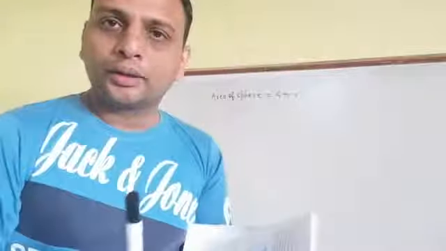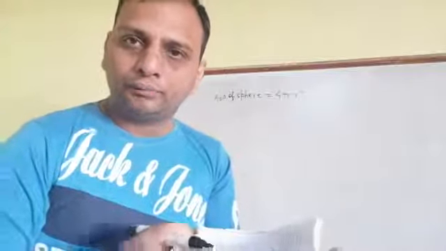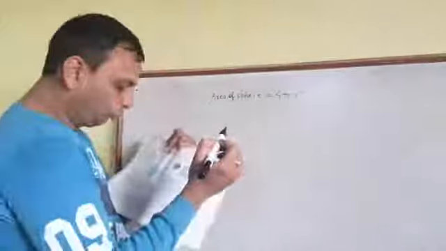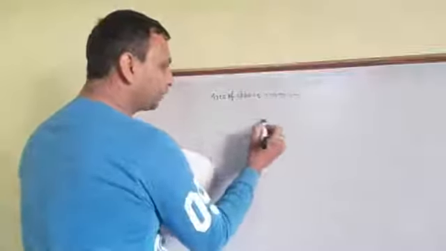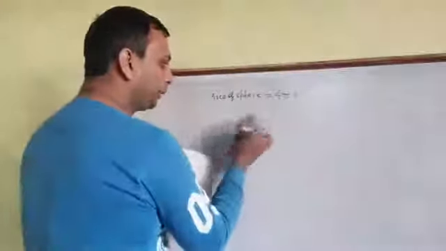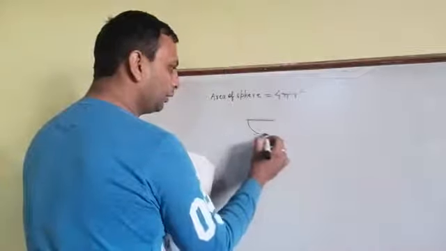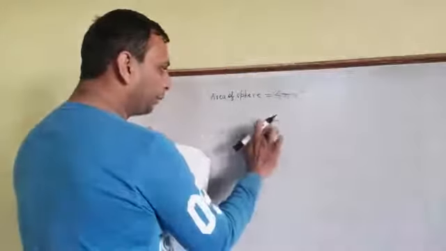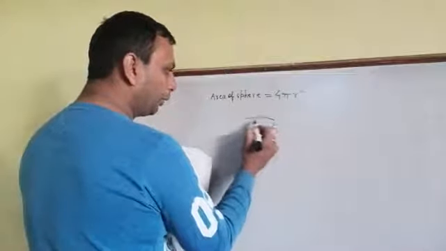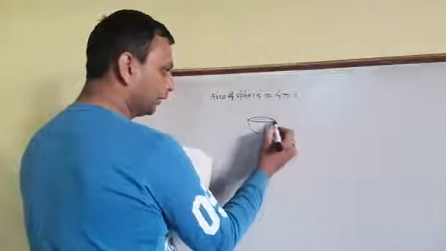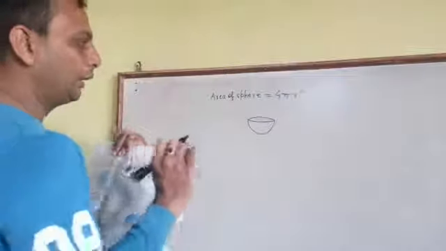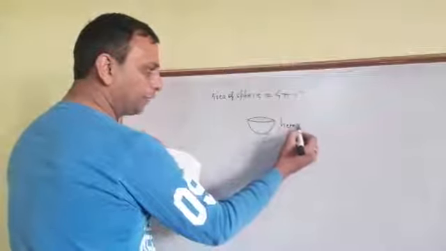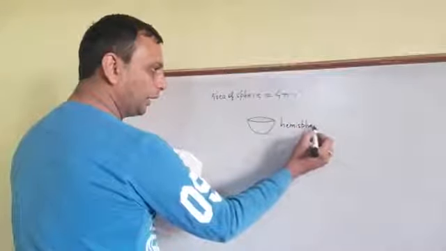Now what happened? The sphere can be divided into two parts. So one part can be a half sphere, somewhat like this, and the top part will be in the shape of a circle. This will become the half part. This half part we call a hemisphere. It means the half of the sphere is called the hemisphere.